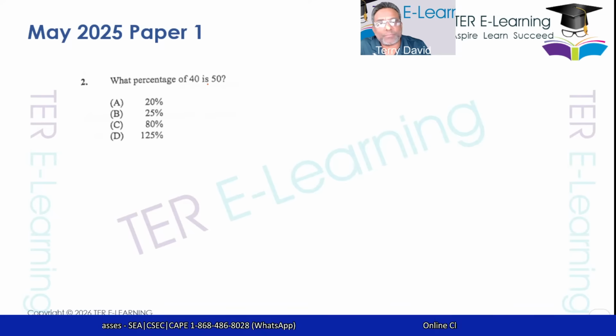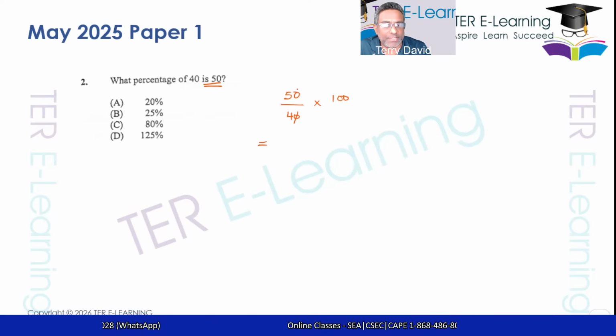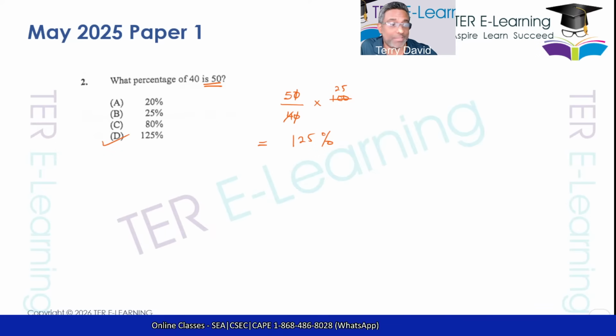So first of all, the "is" part goes on top. Some students automatically think that the 40 is supposed to be on top, but in this case the 50 is supposed to be on top. So it's 50 over 40 multiplied by 100, if you want to convert that to a percentage. This 0 will cancel with this, this 4 will go into this 25 times, and 25 by 5 will give me 125%. Be careful with this question. This is a question I can see people getting wrong in the exam. The answer is not C, it's not 80%. Read it carefully.